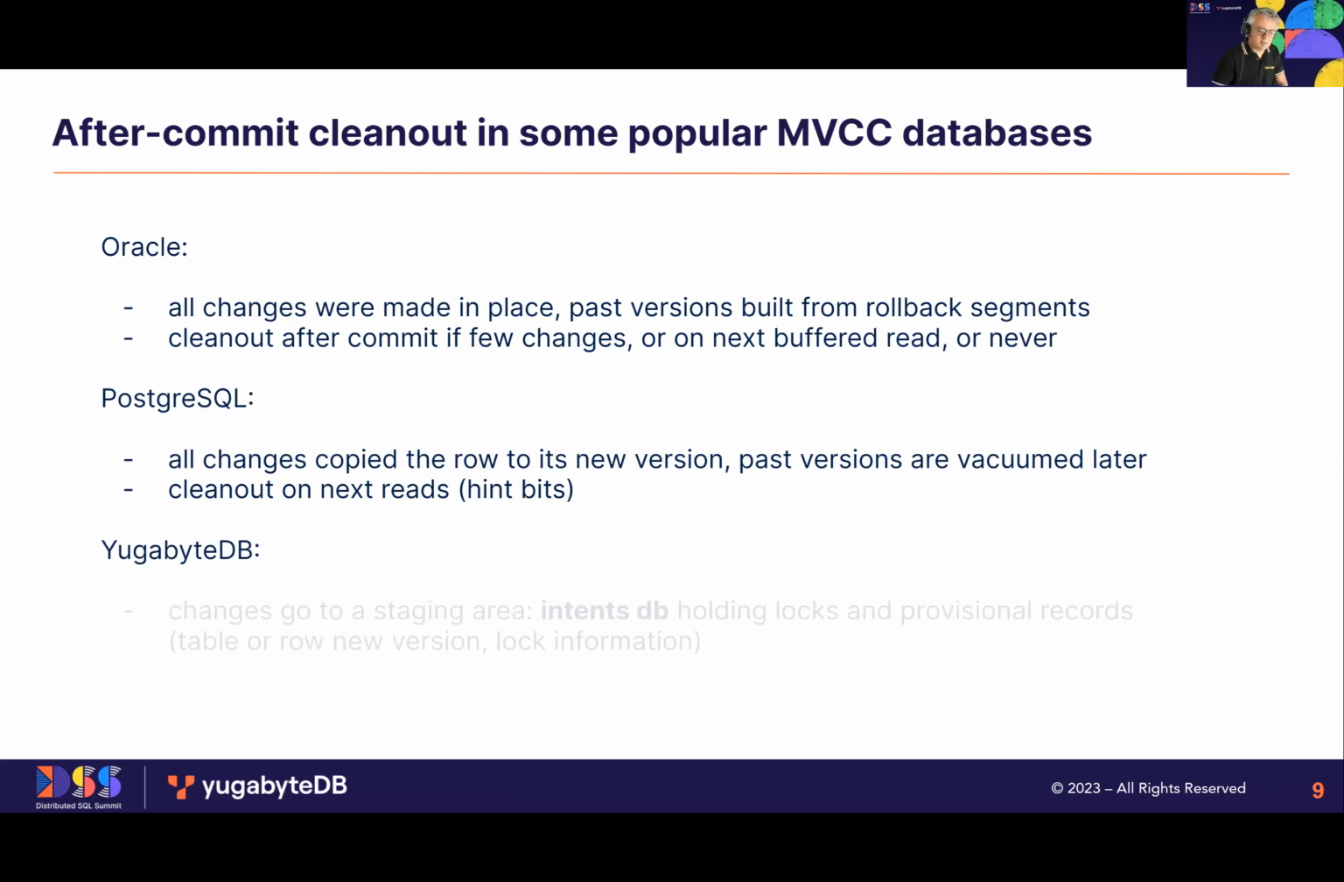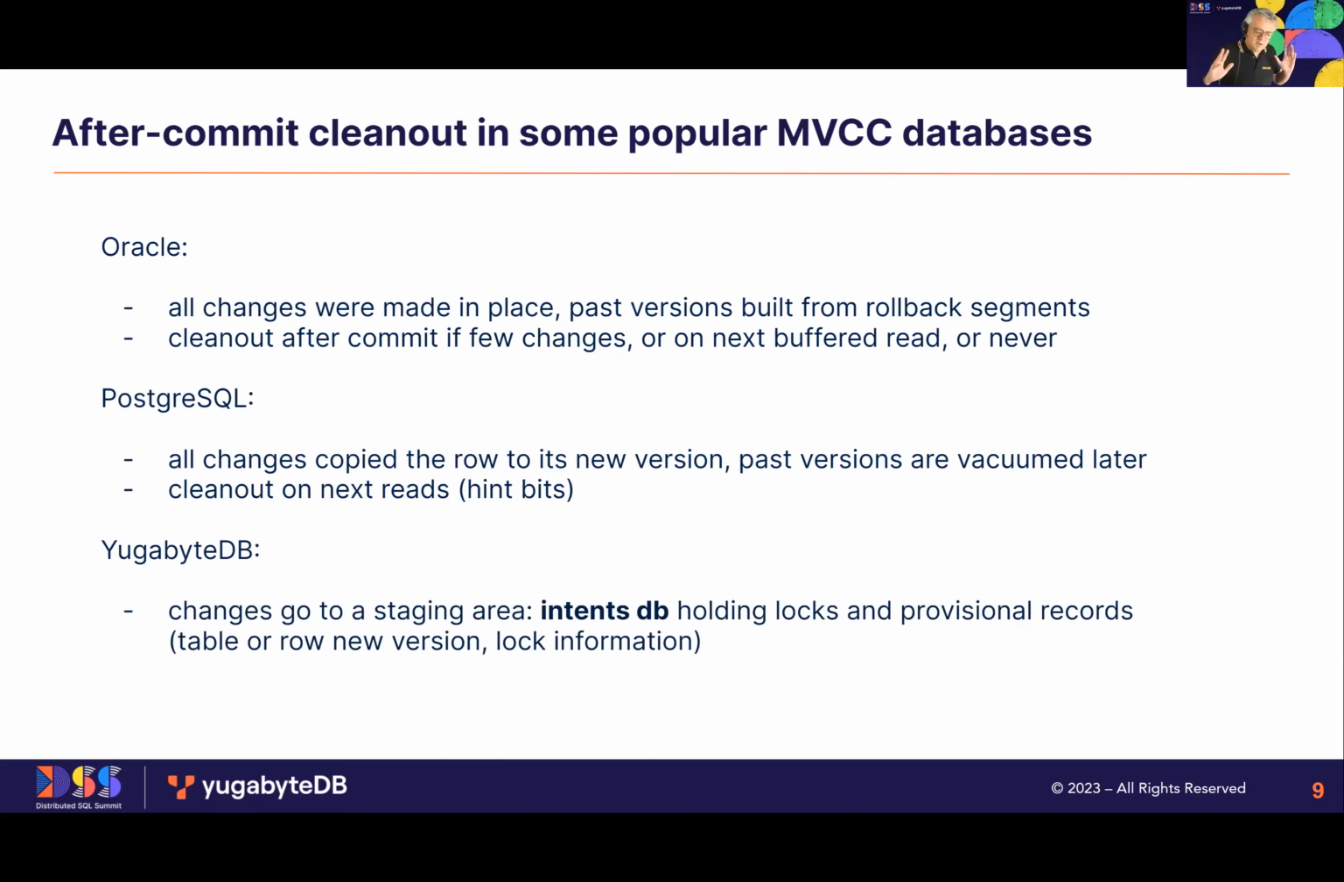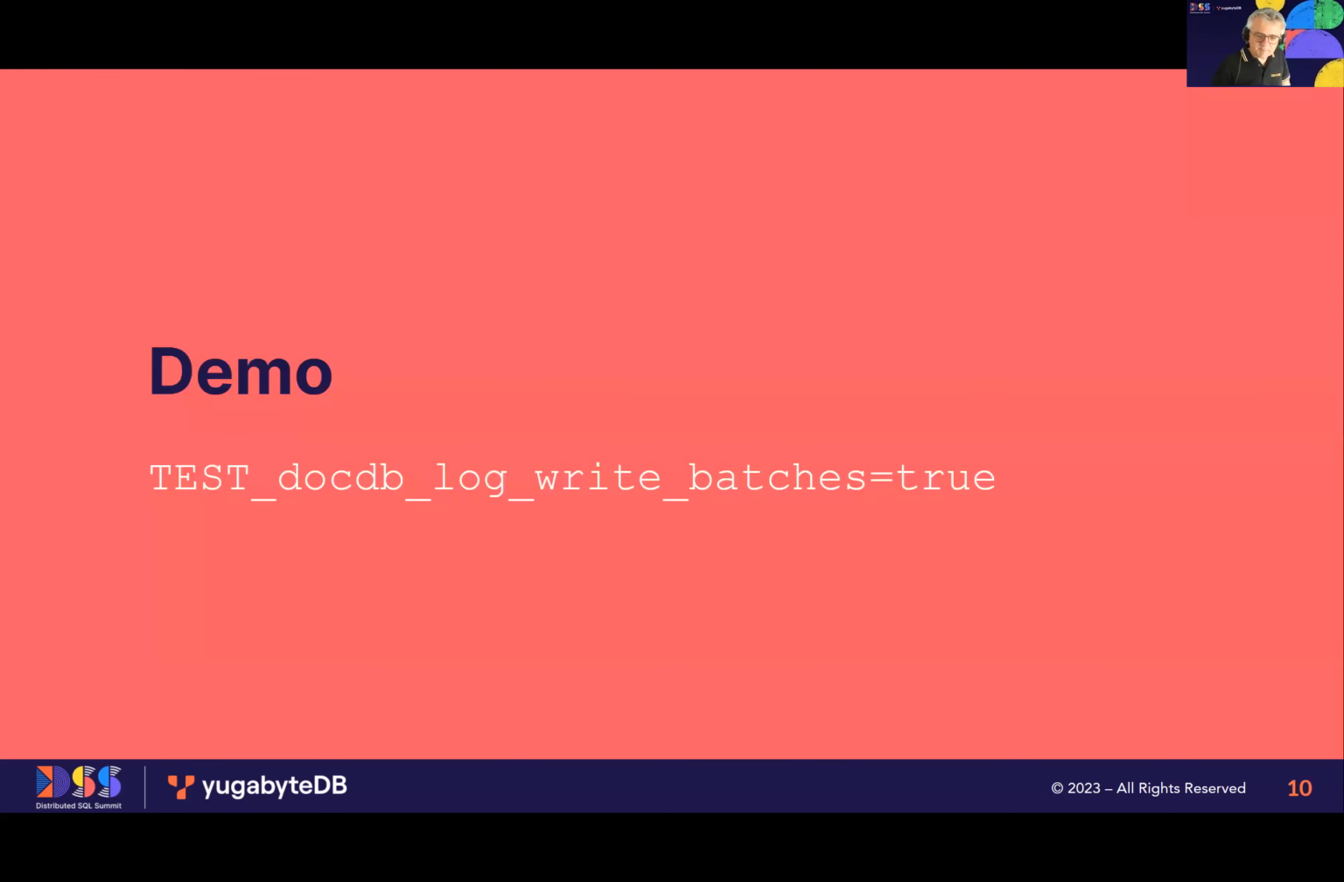In Yugabyte, it's much simpler. You have this intent DB that stores the provisional records, the intents, and they will be applied later to the regular DB asynchronously, but not by the next read, just by a job doing that. Okay, we will look at it, and I will show you how you can trace it.